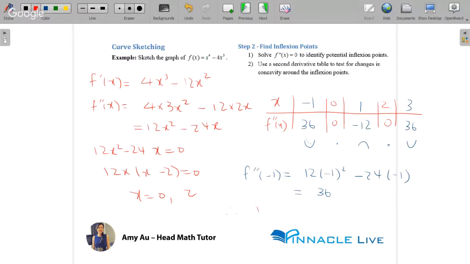So there are inflection points at 0, 0, we already knew about that. And the other one that's new for us, 2. So with 2, again, you just sub it back into the original function. So f(2).